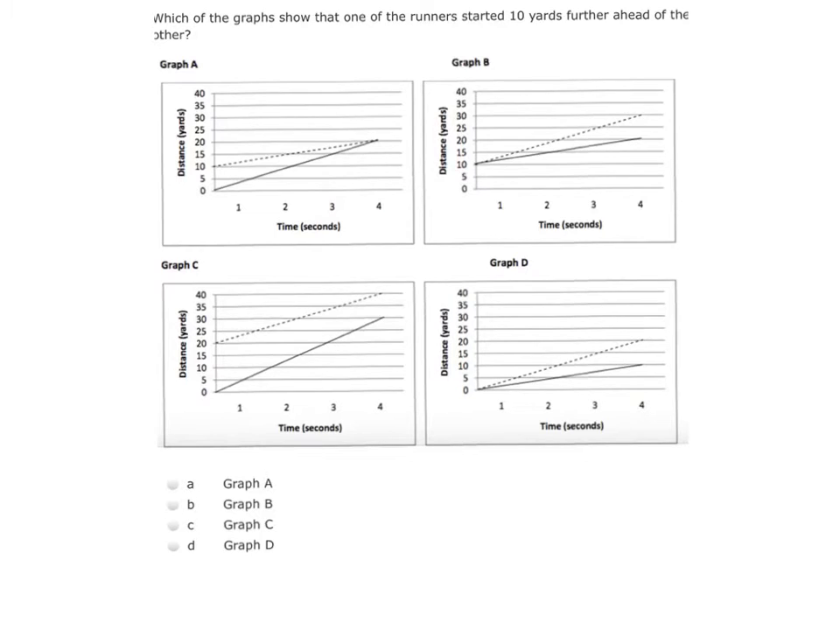The next question says, which of the graphs show that one of the runners started 10 yards further ahead of the other? We have to remember that the starting point always lies on the y-axis, and we are looking for two runners that started 10 yards apart. That answer is going to be graph A. You can see that the first runner started at 0, the second runner started at 10 yards, giving you a difference of 10 yards further ahead.